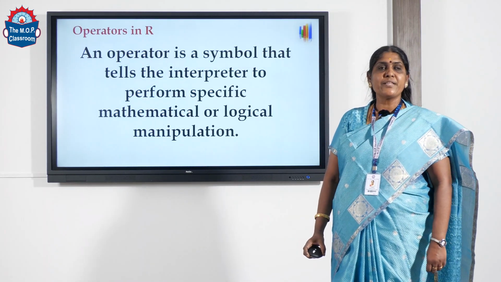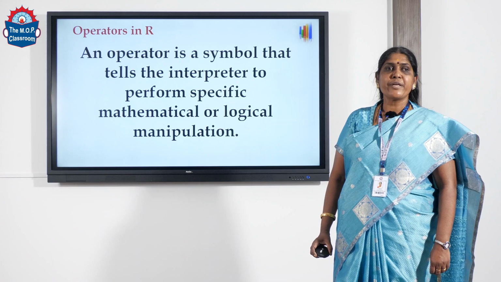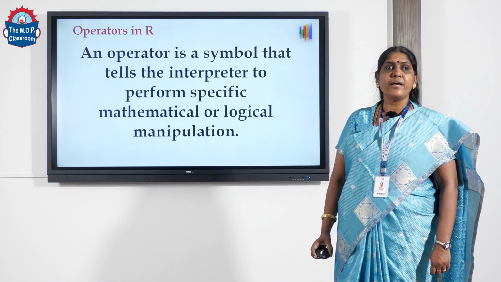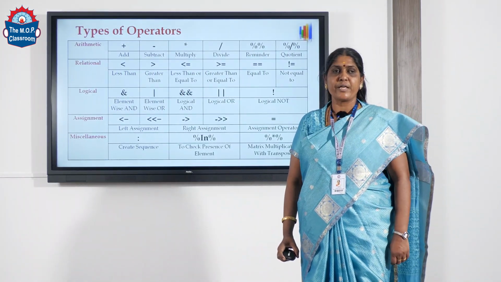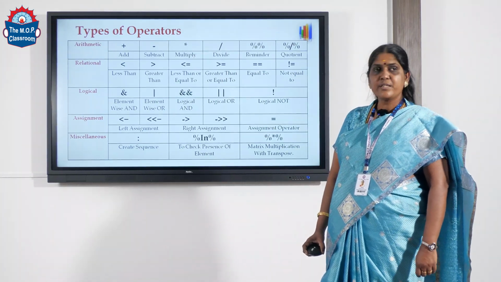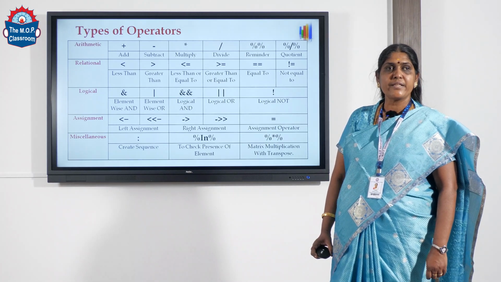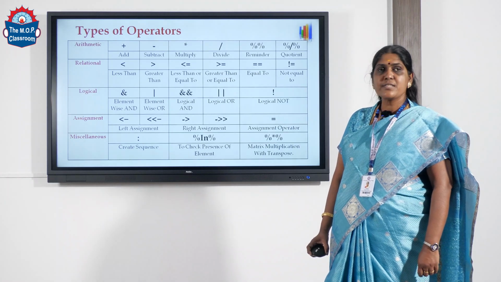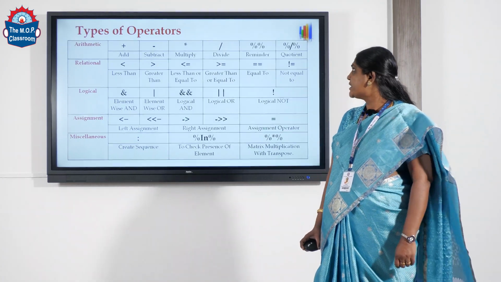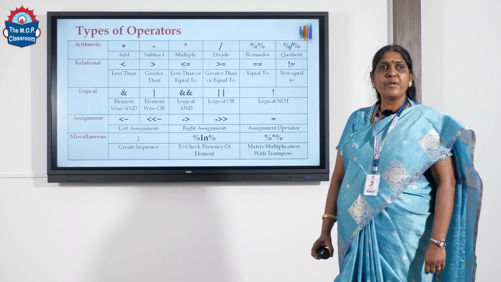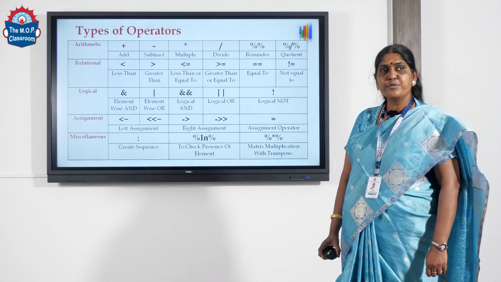Next we will learn about operators in R. Operators are the symbols that are used to perform certain operations with the operands specified along with the operator. Here are the various operators that we have in our program. The operators are classified into arithmetic operators, relational operators, logical operators, assignment operators and miscellaneous operators. In arithmetic operators, we have plus, minus, multiplication that is asterisk, and division, followed by %% for displaying the remainder and %/% to display the quotient.